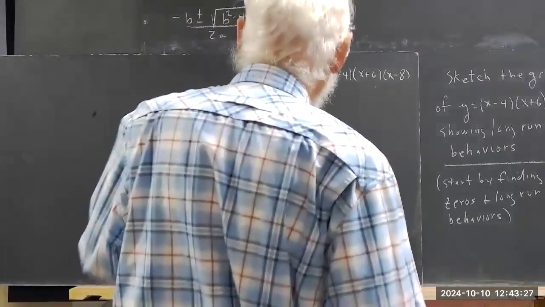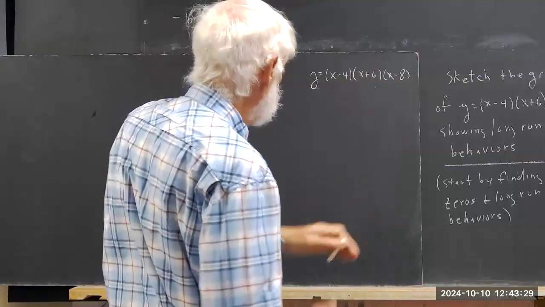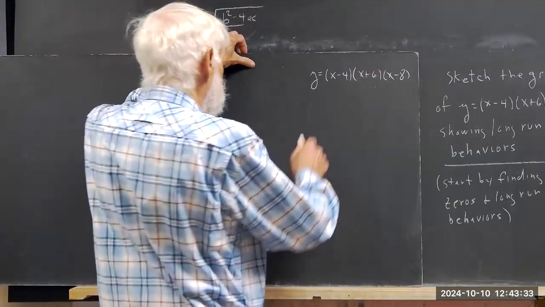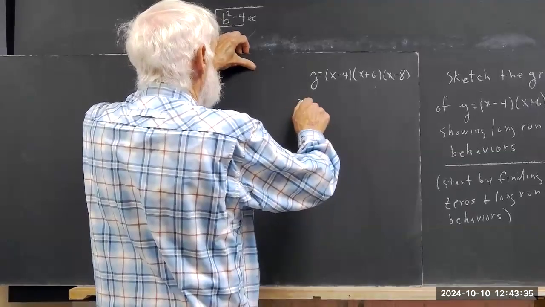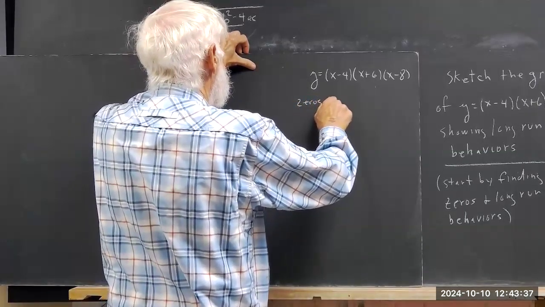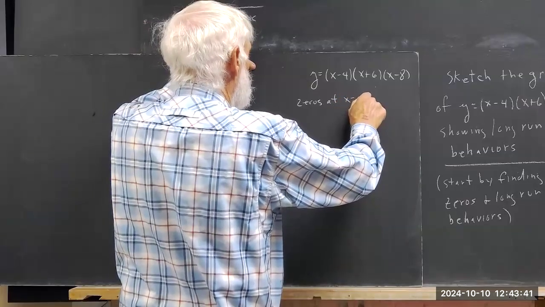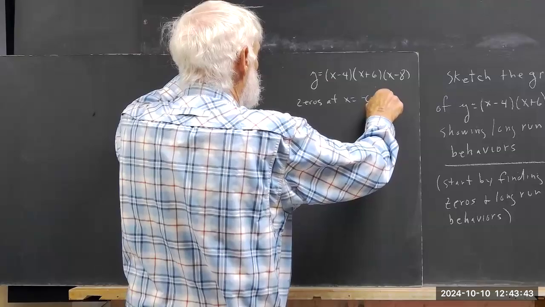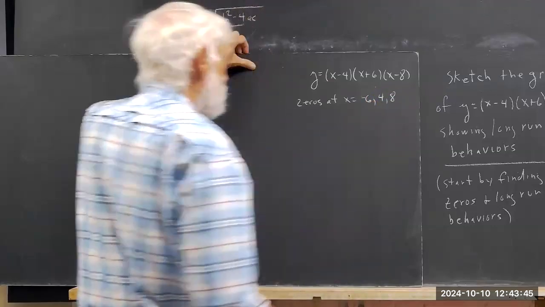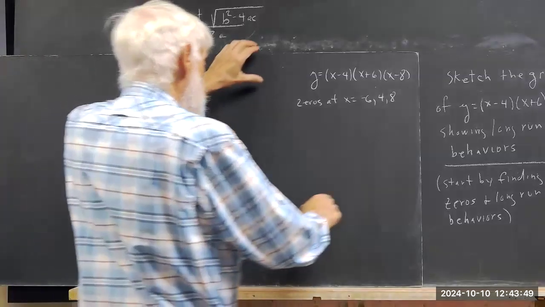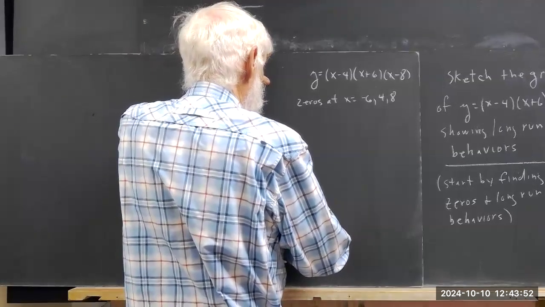All right, so for a quiz, we have the function y equals (x minus 4)(x plus 6)(x minus 8). Everybody sees that the zeros are x equals negative 6, put them in order, 4 and 8. Okay, which means you can start drawing the graph right away.